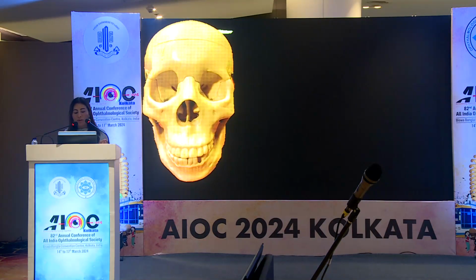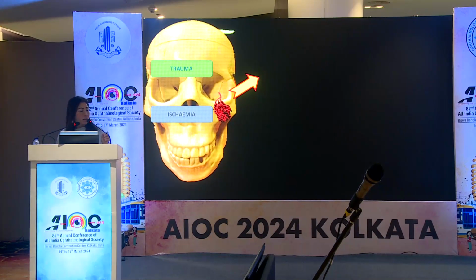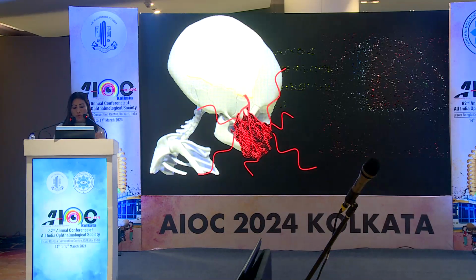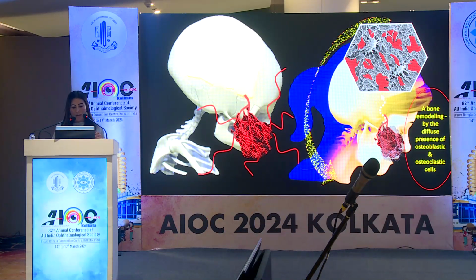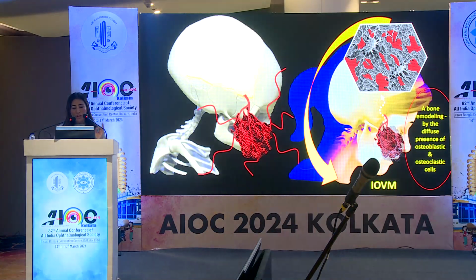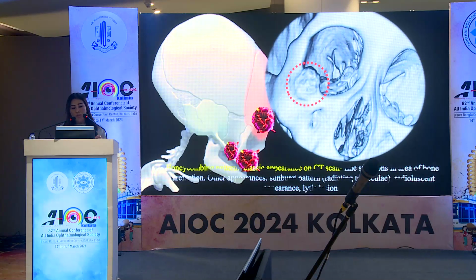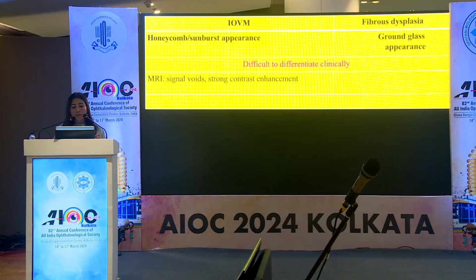So what is the inciting factor? The factor is basically trauma or ischemia. This incites angiogenic proliferation, and along with bony resorption and bony differentiation, it leads to the formation of a tumor within the bone, which we call an intraosseous vascular malformation. It can be at a single site or multiple sites. But as oculoplastic surgeons, we need to differentiate before surgery because these are real vascular tumors. One of the common differential diagnoses is fibrous dysplasia.